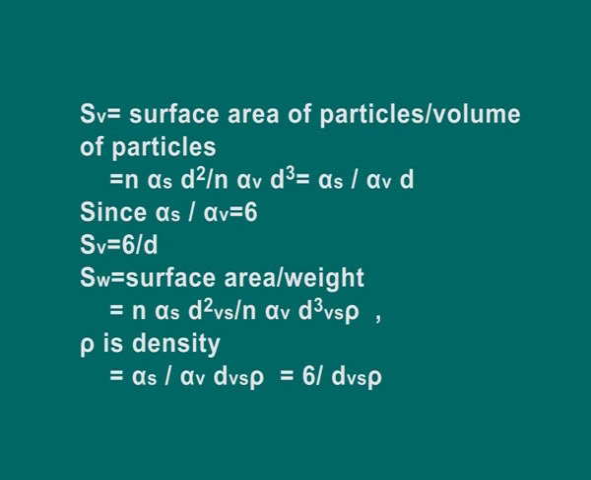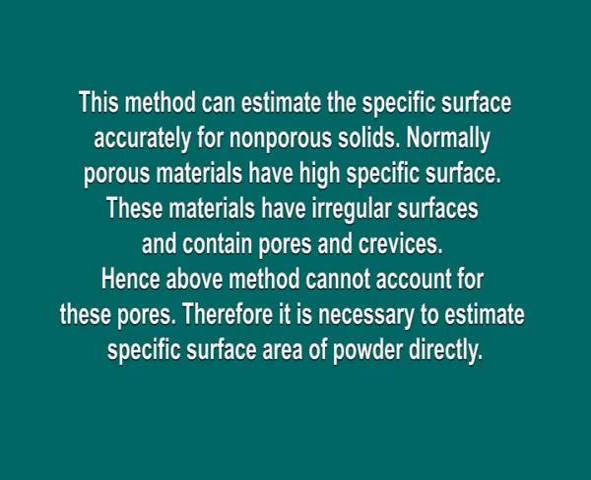SW is equal to surface area upon weight, which is equal to n alpha S d square upon n alpha V d cube rho, where rho is the density, which equals alpha S upon alpha V into 1 upon d rho, that equals 6 upon d rho. The above method is based on particle diameter data. This method can estimate the specific surface accurately for non-porous solids.